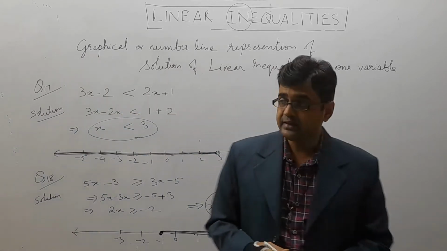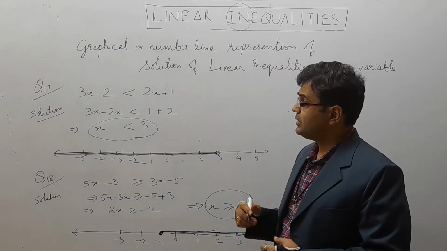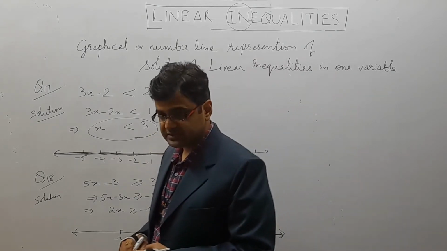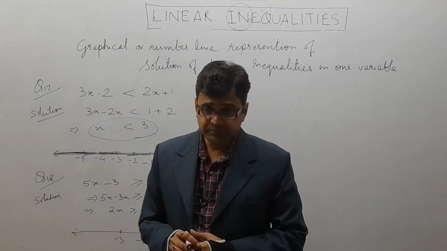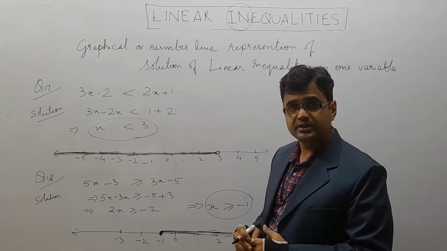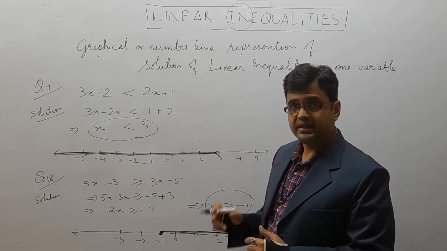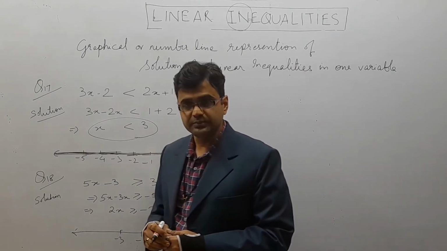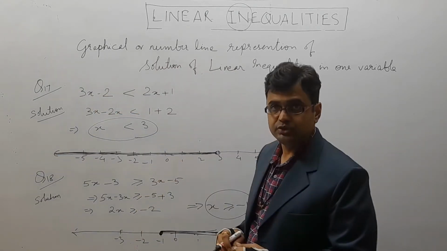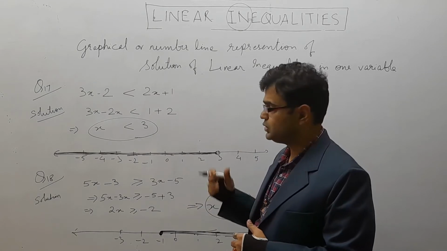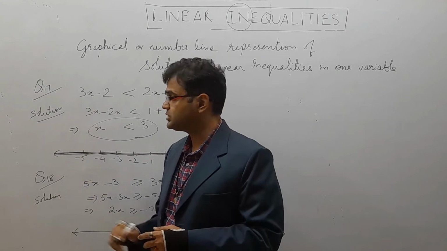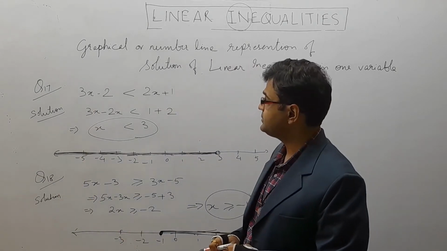So in the previous lecture I had told you the rules for solving inequalities, and how to derive the solution set. Once we have derived the solution set, that was the algebraic solution, and now we are talking about the graphical solution or number line solution, how we represent the solution on a number line. So now, for example, I'll take question number 17 and 18 from exercise 6.1.